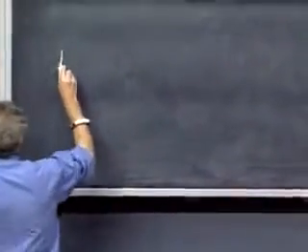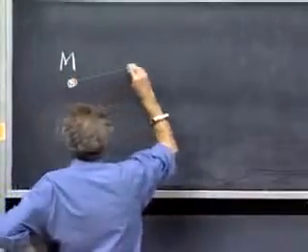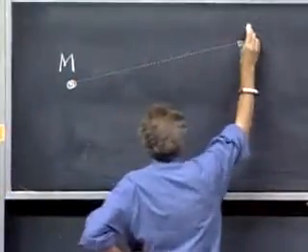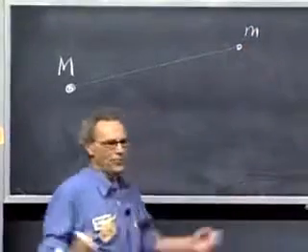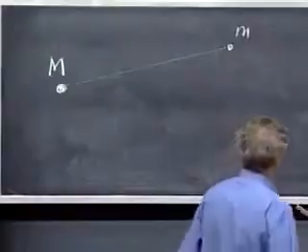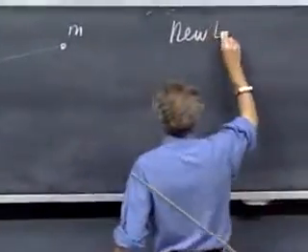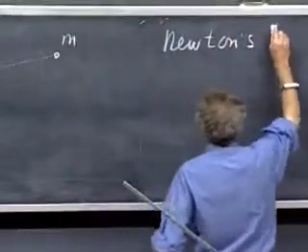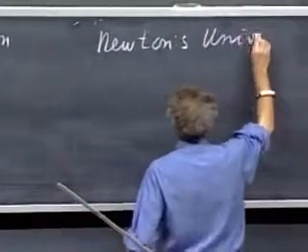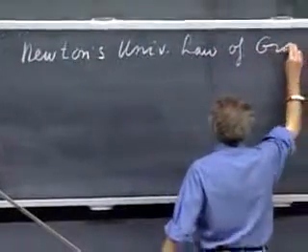If this is an object capital M, and you can think of this as being the Earth if you want to, and there is here an object little m, then I have to know what the forces are between the two. And this now is Newton's universal law of gravity, which he postulated. Universal law of gravity.